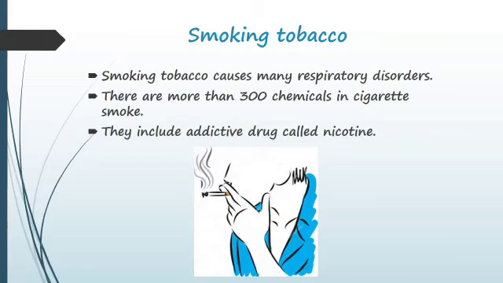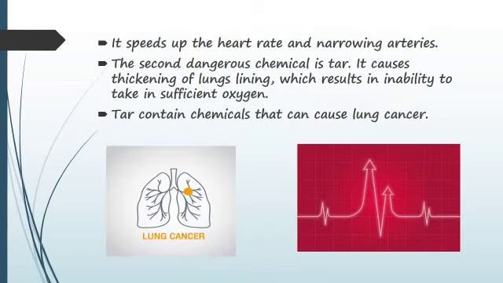So finally, smoking tobacco. Some of the worst and avoidable diseases of the respiratory system result from smoking tobacco. Do you know that there are more than 300 chemicals in cigarette smoke, and they include addictive drugs like nicotine. And nicotine speeds up your heart rate because it causes the narrowing of your arteries. When your arteries are narrow, the blood passes through them with high pressure, which causes high blood pressure.